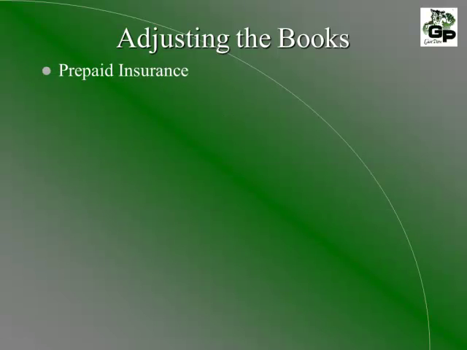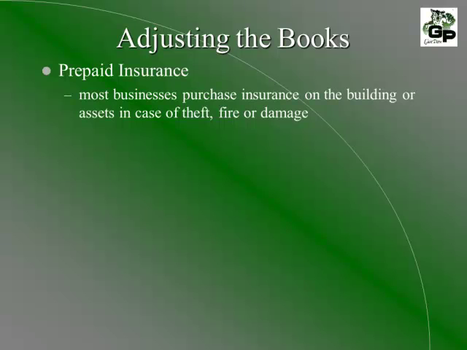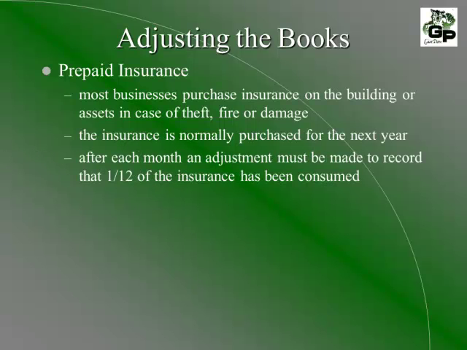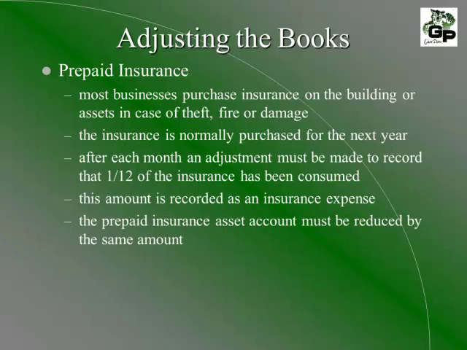Let's take a look at prepaid insurance. Most businesses and individuals purchase insurance on the building or their home for the assets in case of theft, fire, or damage. Insurance is normally purchased for the following year. After each month, an adjustment must be made to record that 1/12 of the insurance has been consumed. This amount is recorded as an insurance expense. The prepaid insurance asset account must be reduced by the same amount.